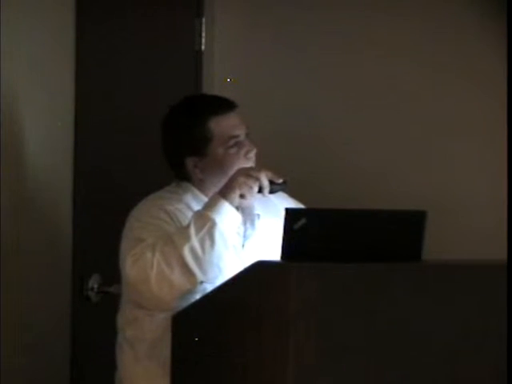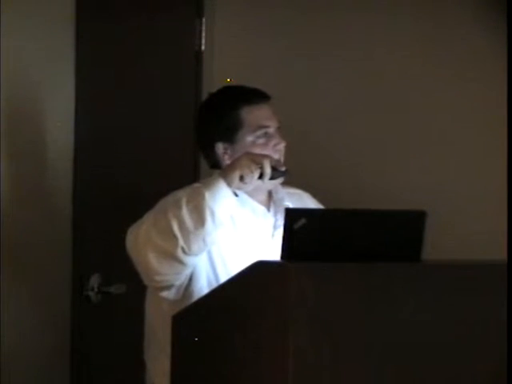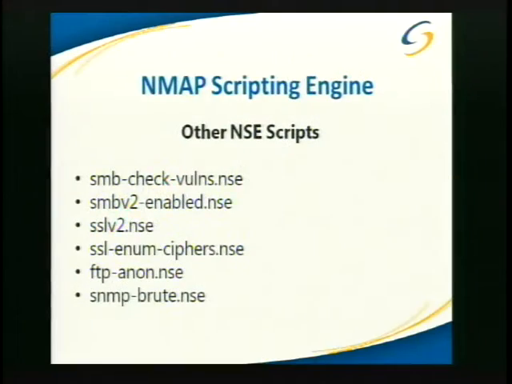The scripting engine has a lot of really nice scripts built into Nmap right now. This one here, smb-check-vulns.nse, will check for MS08-067 in your environment. The reason I bring this up is because I'm a pen tester and we see MS08-067 everywhere, even today. This is going to make you a lot more secure if you run this against your entire environment.